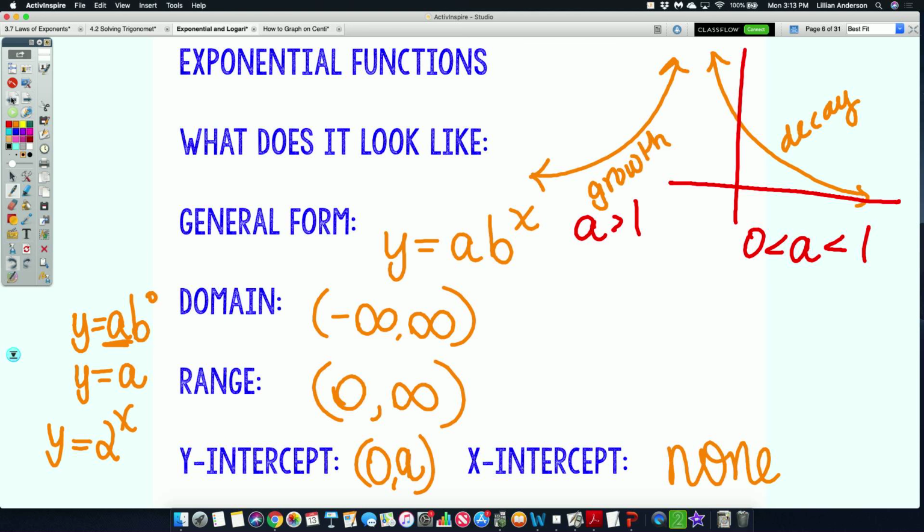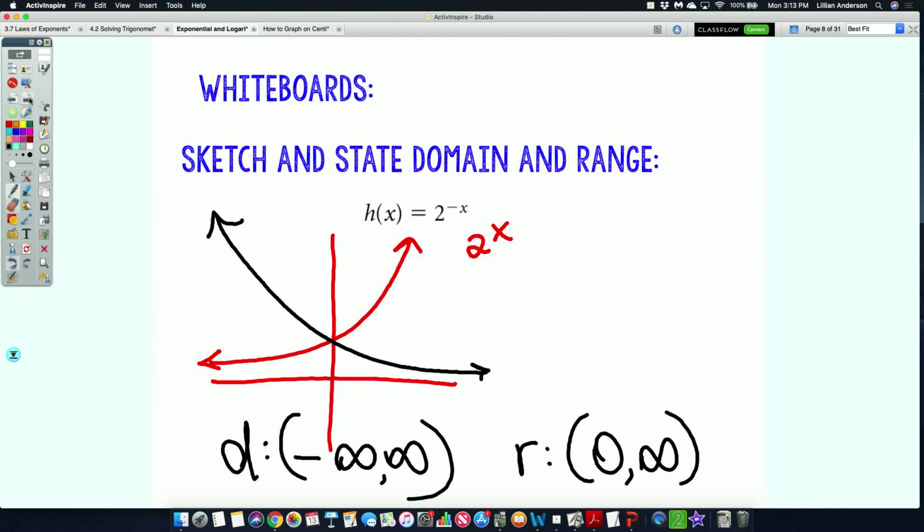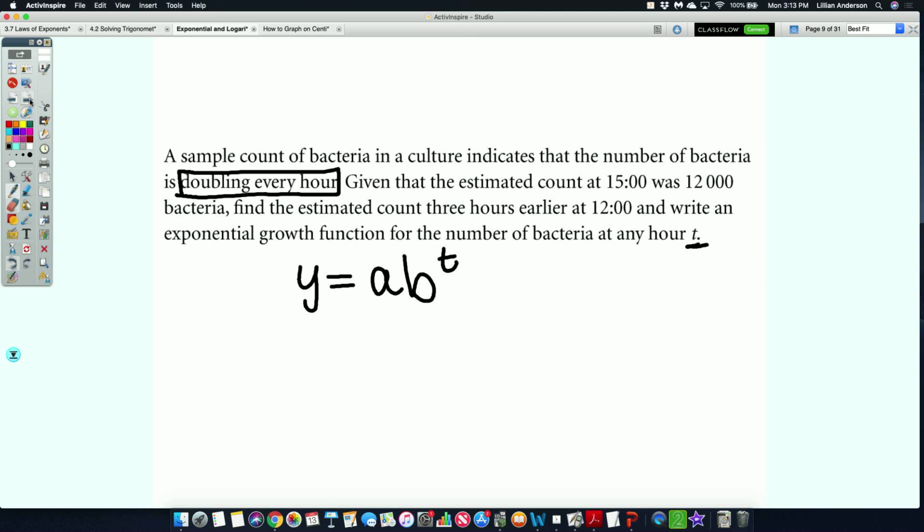Okay? Actually, this was so wrong. I'm glad I went back to this. It shouldn't be A. It should be B. So I'm glad I went back to this page. This should be B and B. That could have been helpful. Okay? So B. If B is greater than 1, it's growth. In between 0 and 1, it is decay. So since it's doubling every hour, it's 2 to the t hour.